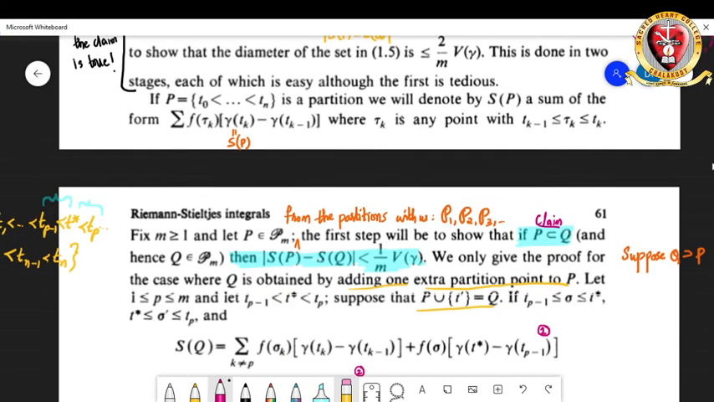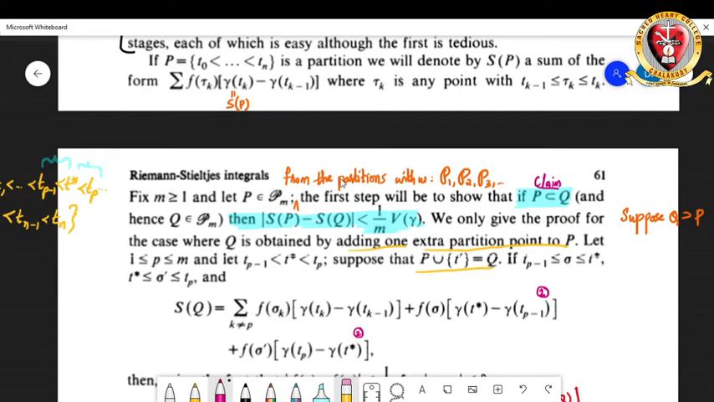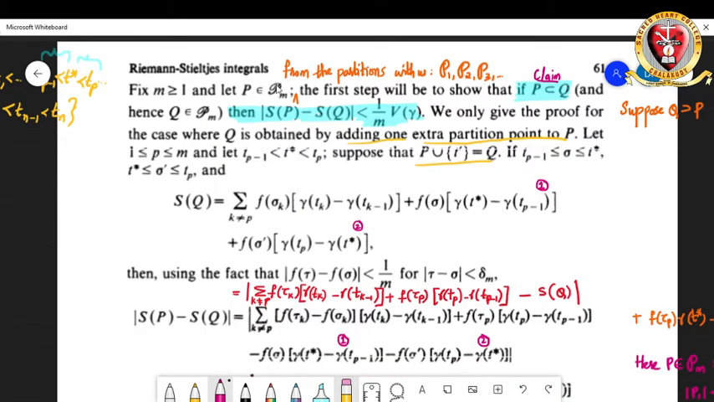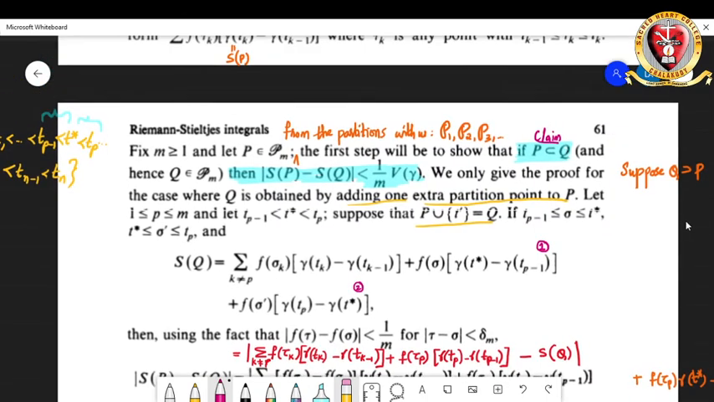Now we are going to fix an m greater than or equal to 1, and we are taking a P from script P M. From the collection of all partitions, we are going to take a P. That means norm of P will be less than or equal to delta M by our definition. We have a lot of partitions in the collection script P1, P2, P3, etc. We are going to select one among them, script PM, by fixing the M.